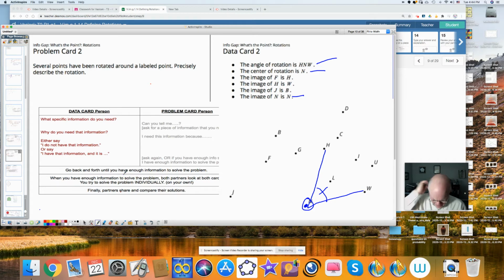Can you tell me the direction of rotation? Why do you need that information? I'm trying to define the rotation, and I have the angle, I have the center, I need the direction. I do not have that information.